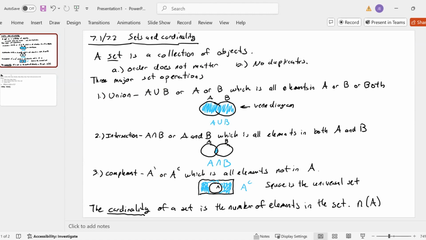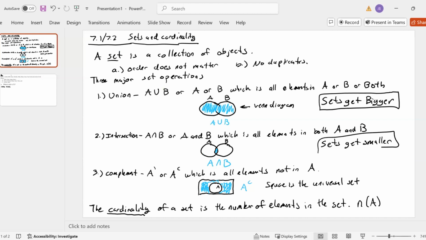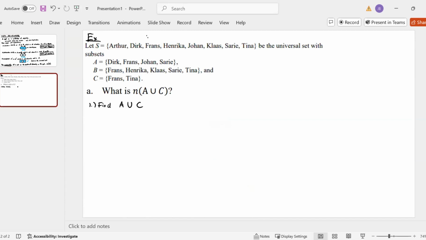Let's write this over here. If you're doing a union, sets get bigger. And for intersection, sets get smaller. And for complement, there is no rhyme or reason. It could be one or the other. So, A union C. I like to stack up my sets, so we write the names down.